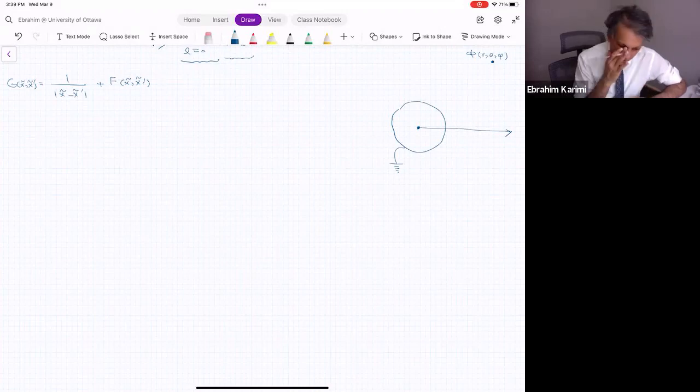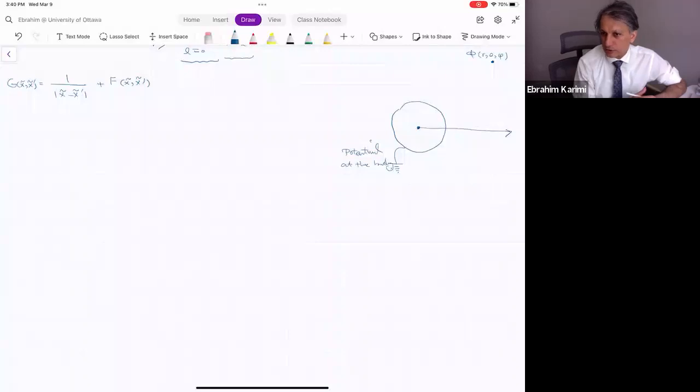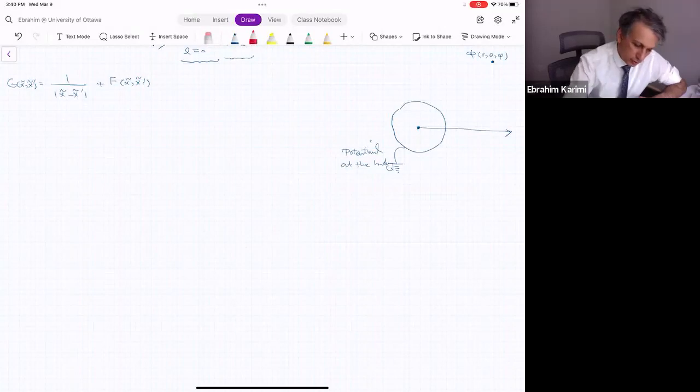In order to find that, I look at the sphere, and what is known for the sphere is the potential at the boundary. Then the choice that we had was going with the Dirichlet boundary condition and finding the solution. So how did we solve the problem?